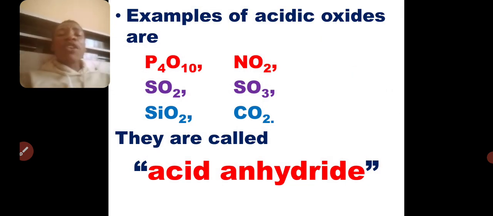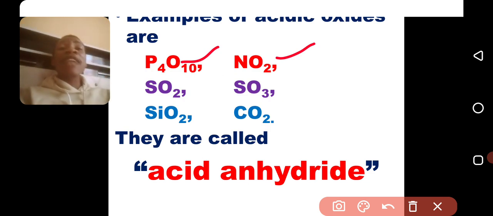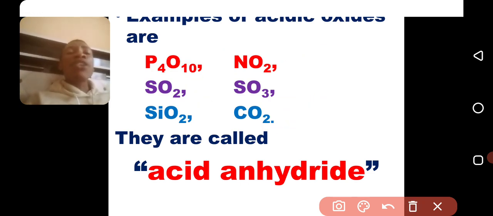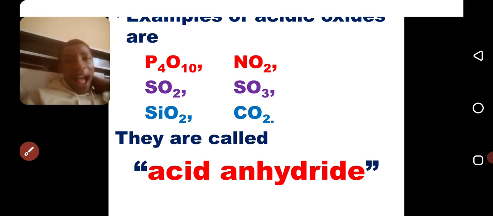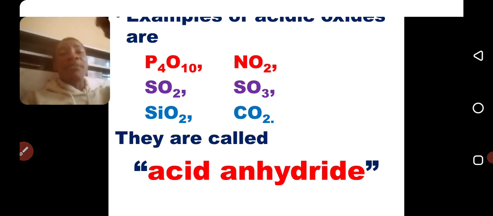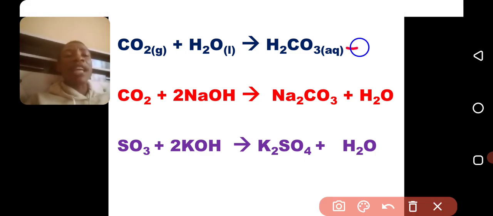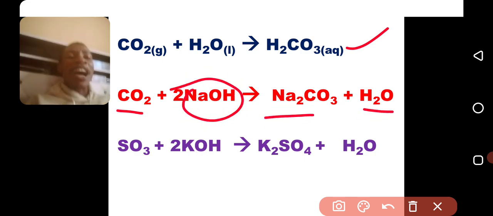Examples of acidic oxide: phosphorus oxide, nitrogen 4 oxide, sulfur 4 oxide, sulfur 6 oxide, silicon 4 oxide, carbon 4 oxide. They are all acidic oxides, and you call them acid anhydrides. Acid anhydrides because when you put them inside the water, they turn to acid. For example, CO2 inside the water gives you a weak acid, H2CO3, and CO2 can also react with a base to give you a salt and water only.